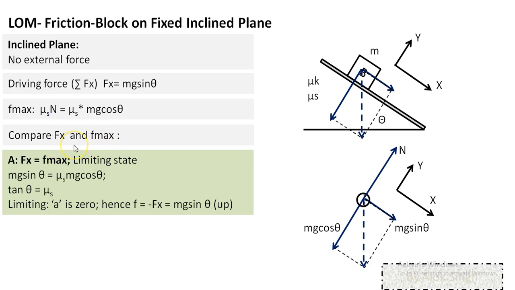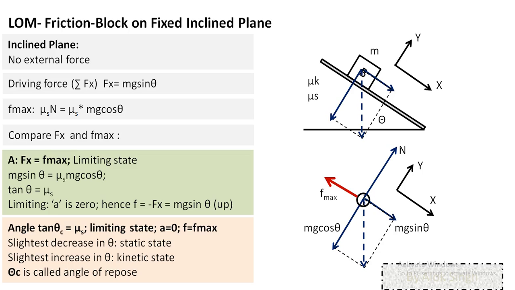So there are 3 possible cases. One possible case is Fx is equal to F max, which is the limiting state. Both are equal. So Fx is equal to mg sin theta, and the maximum friction force is mu s times mg cos theta. In other words, tangent of theta will be equal to the coefficient of static friction when both are equal. This is a limiting state. In the limiting state, the value of acceleration is still 0, and hence the friction force will be equal and opposite to the driving force, which is mg sin theta, and the direction of the friction force will be upward.